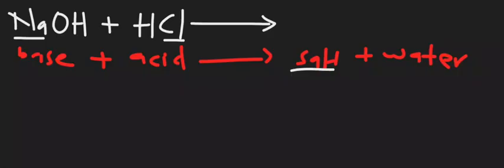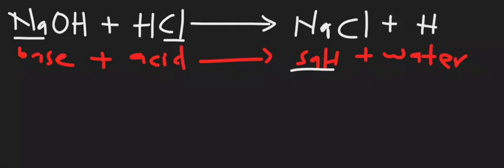Now, assuming it was sodium hydroxide and sulfuric acid, for example, the metal in the sodium hydroxide will be sodium, and the radical in the sulfuric acid will be sulfate. So the name of the salt would be sodium sulfate. Now, in our case, the name of the salt will be sodium chloride, and the formula of sodium chloride is NaCl. And then it will form also water, and the formula of water is H2O. And the equation is balanced already.